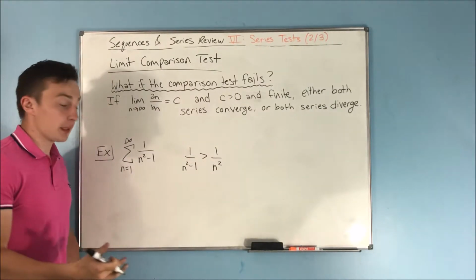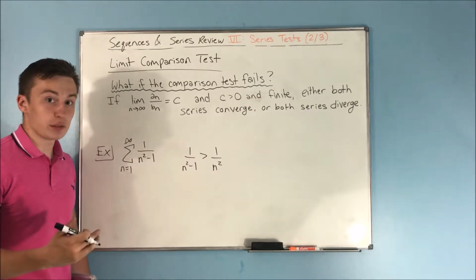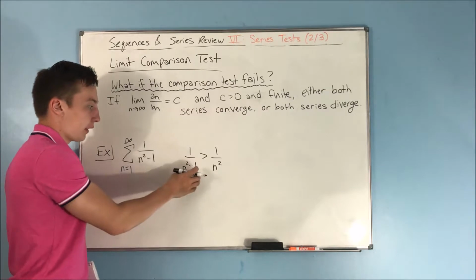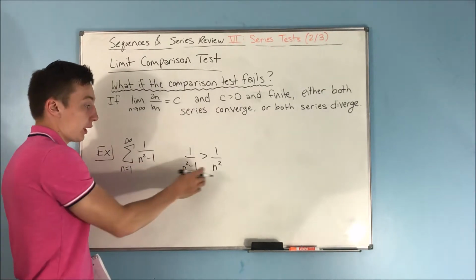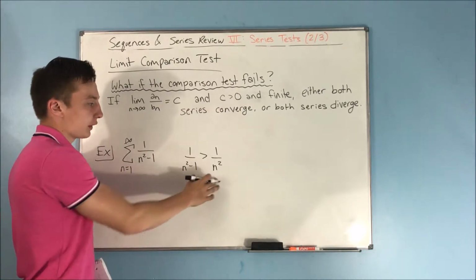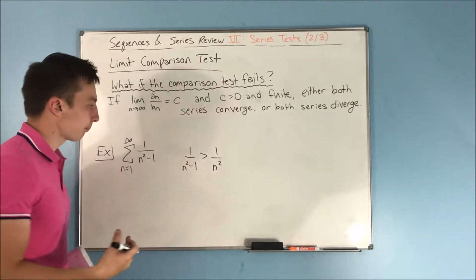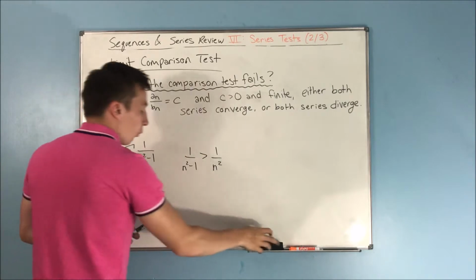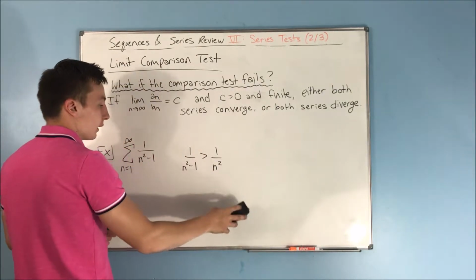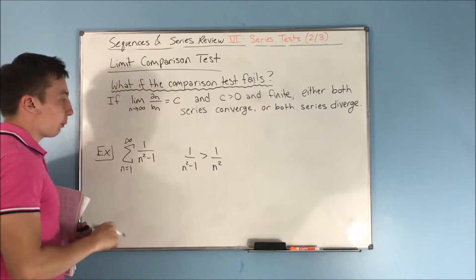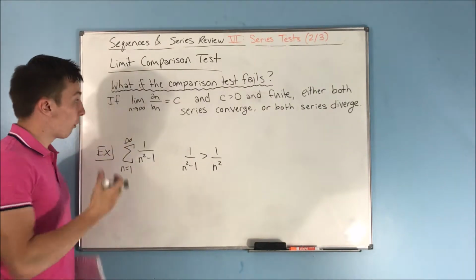And that doesn't help us because we know that 1 over n squared converges. If it diverged, that would help us a lot, because then we'd know this diverges as well since this is greater than this. But this converges, so the comparison test is going to fail. So what we do now is the limit as n approaches infinity of a sub n over b sub n.